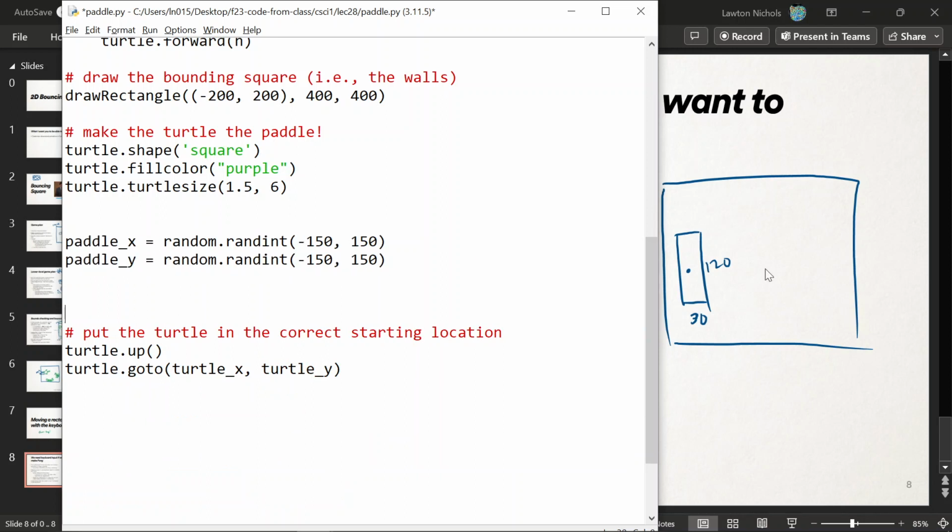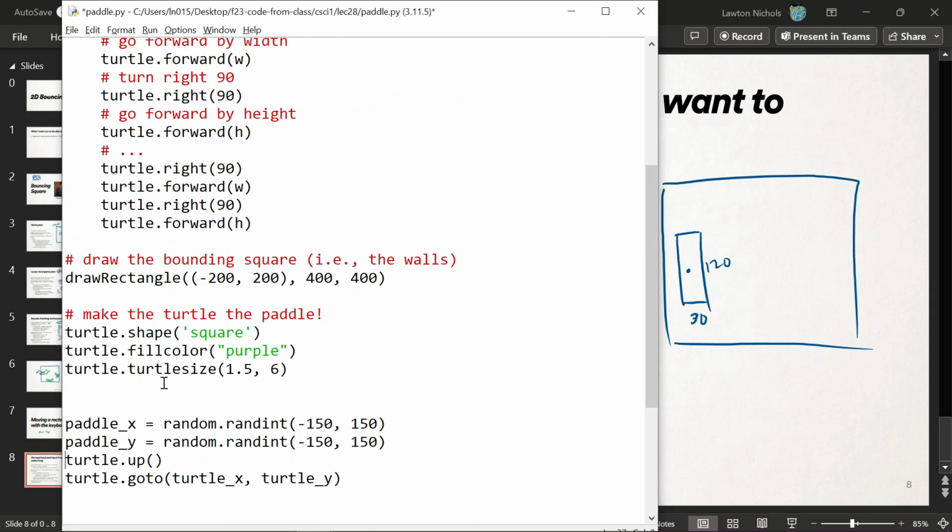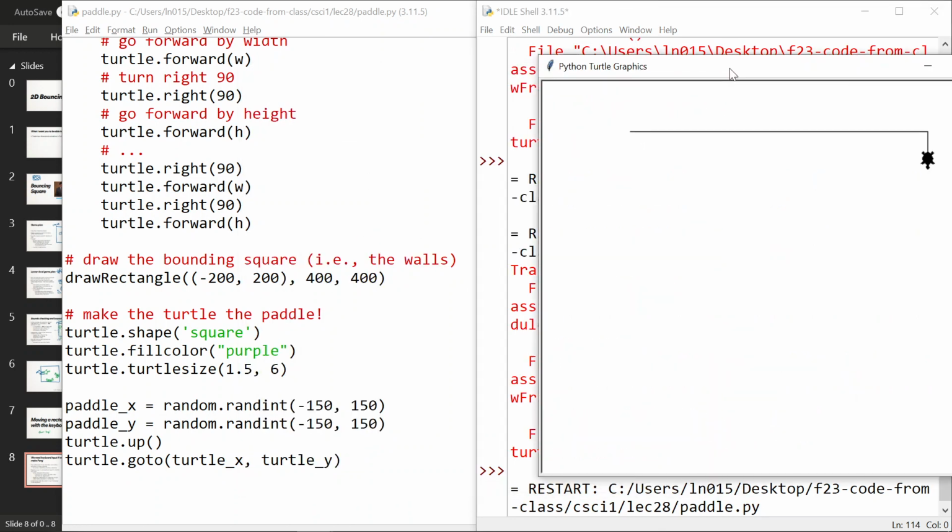Again, it can be random, but we kind of want to put it on the left eventually. We'll deal with that in just a second. And then pick the turtle up and have him go there. The turtle's now a paddle, and that's the idea. So that should more or less do a lot of what we want.